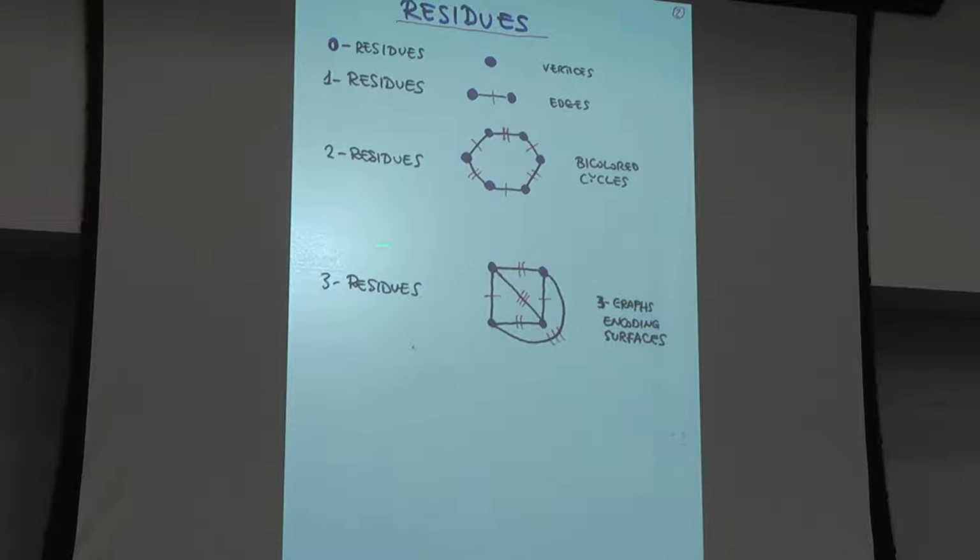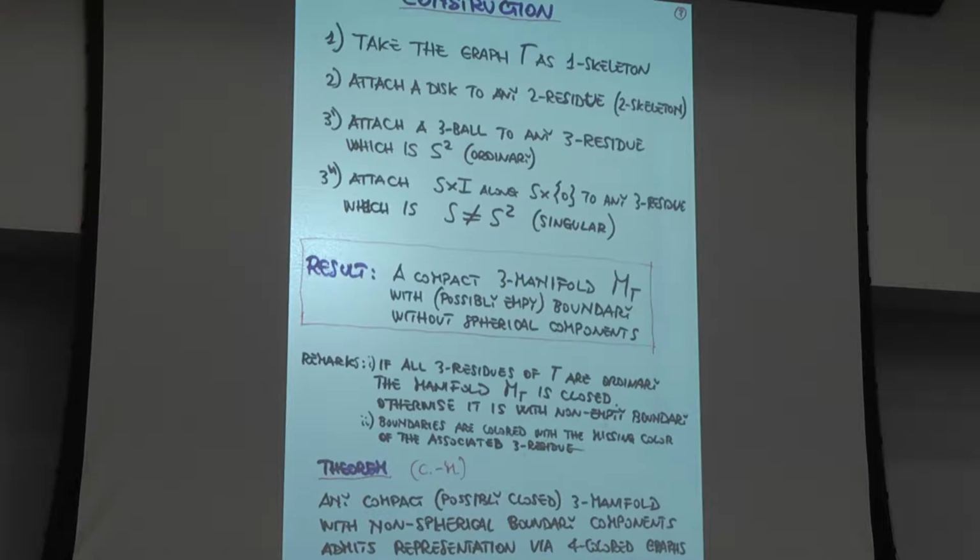We call the three residue ordinary if the surface is S2, a sphere. We call the three residue singular if the surface associated to this residue is not a sphere. It can be any surface of any genus, orientable or non-orientable.